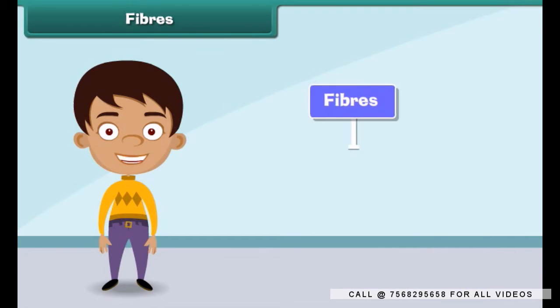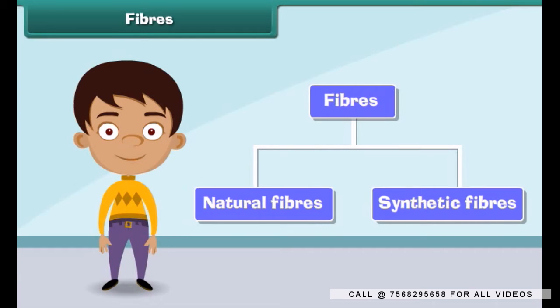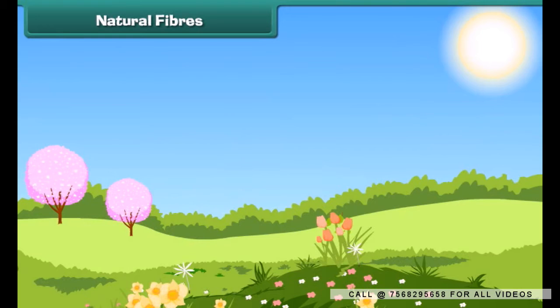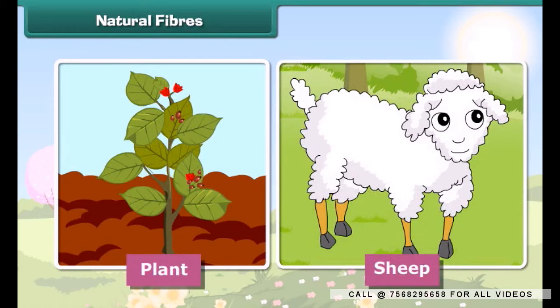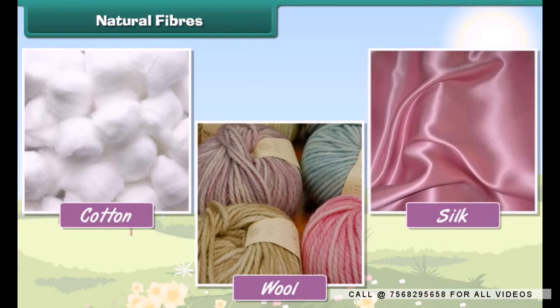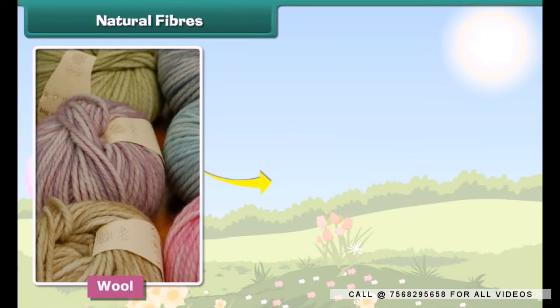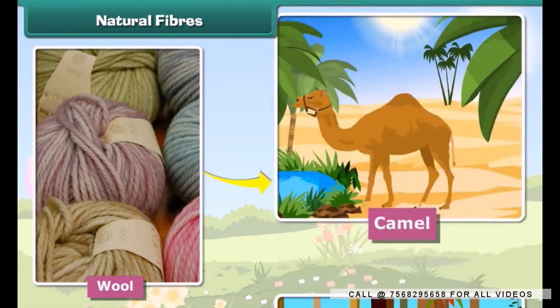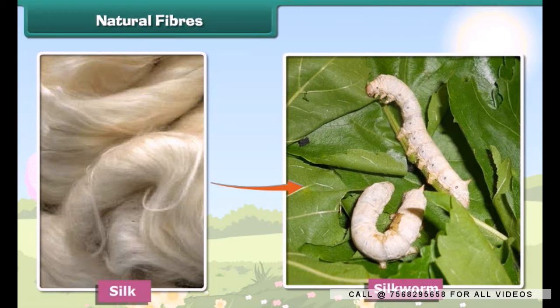Fibers are of 2 types: natural fibers and synthetic fibers. Natural fibers. Natural fibers are made from plants and animals. Some natural fibers are cotton, wool, and silk. Cotton is obtained from plants. Wool is obtained from sheep, goats, and camels. Silk is obtained from silkworms.